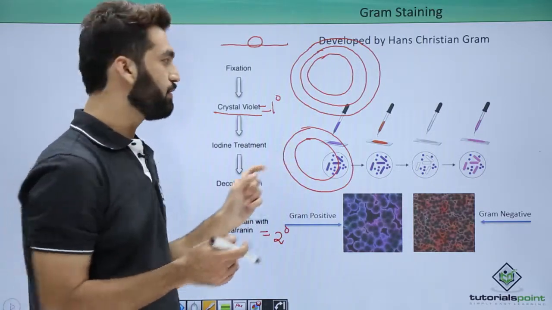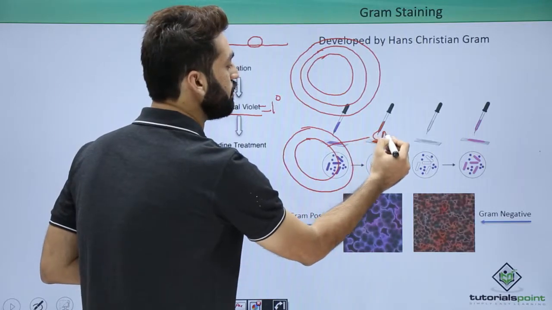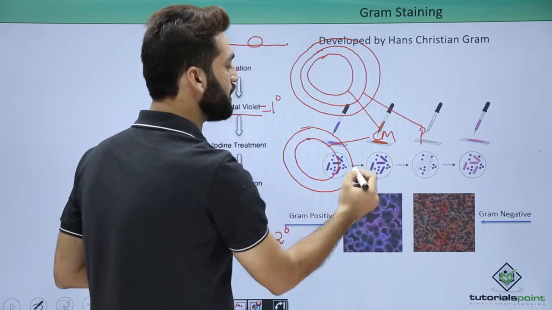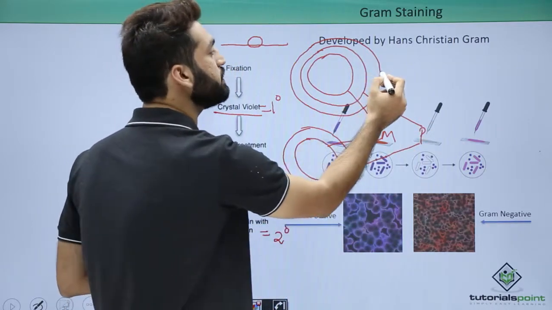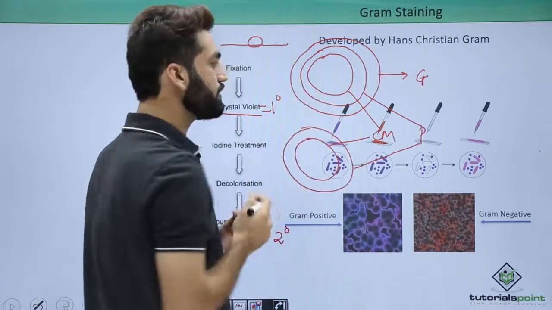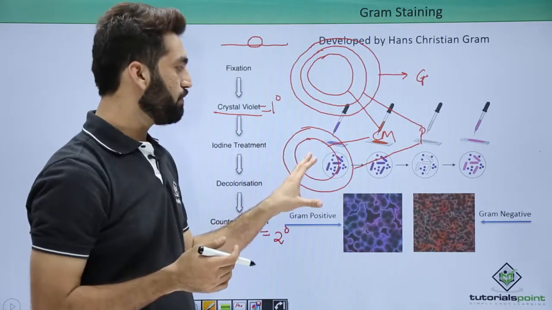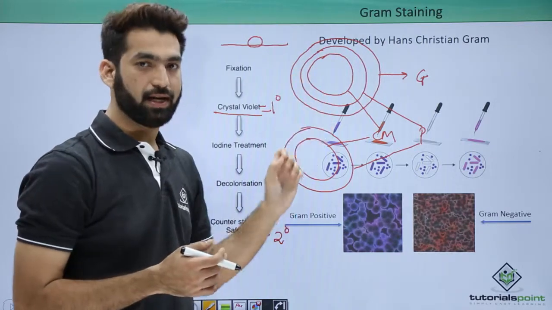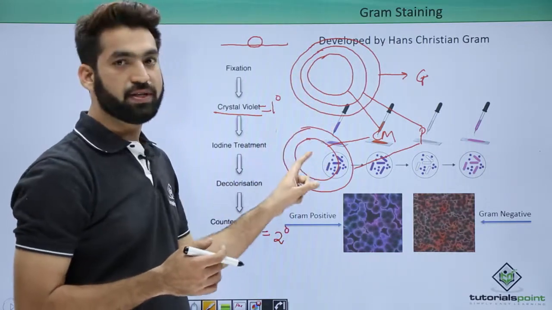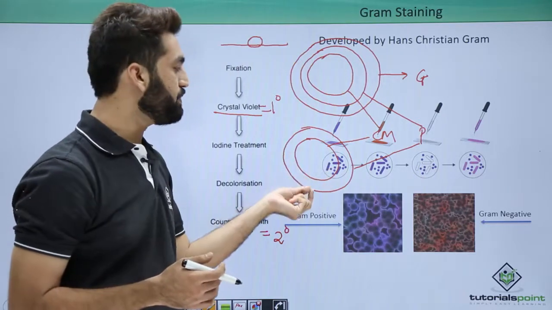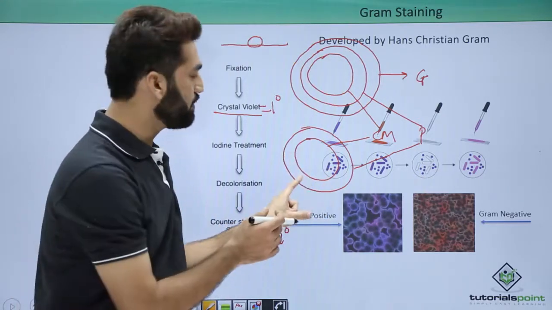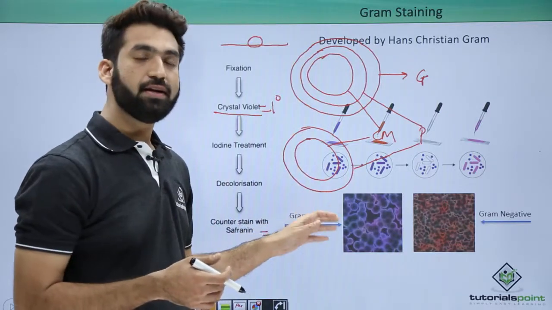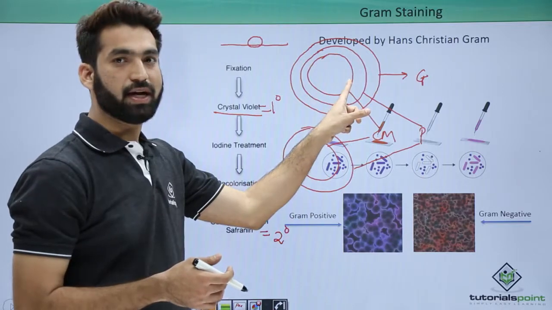Now, what is there? This is the cell membrane, this is the peptidoglycan layer, and outside you have one more layer, the glycocalyx layer, which is not present in gram positive. So the cell envelope of gram positive is two layered, and the cell envelope of gram negative is three layered. To protect the bacteria with only two layers, the peptidoglycan content should be more. The peptidoglycan layer should be thick enough, and it is 10 times thicker than in gram negative bacteria.